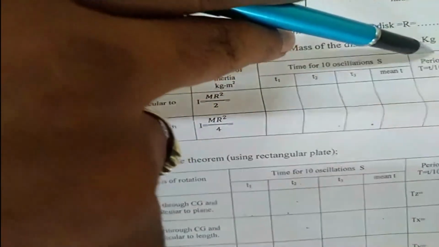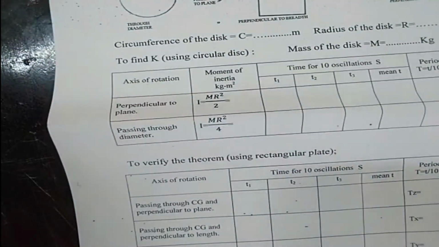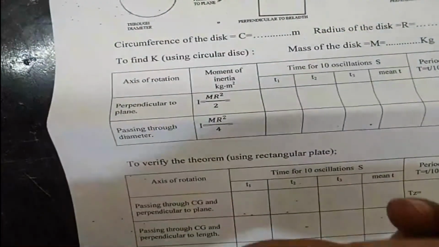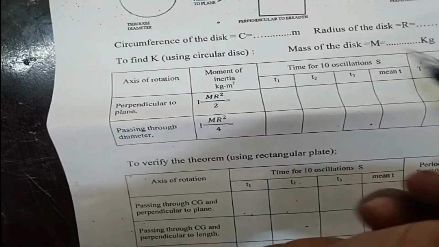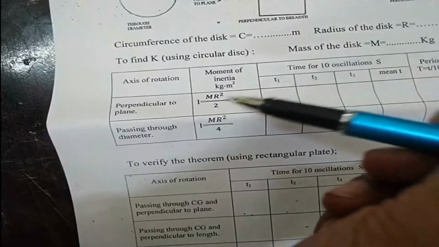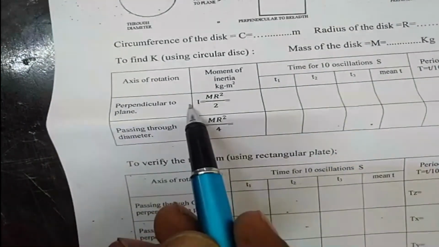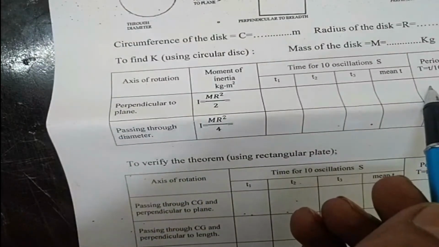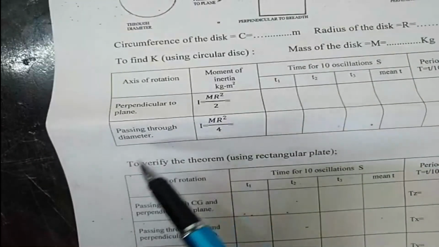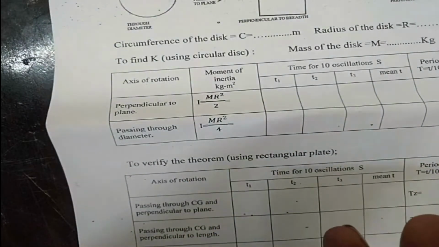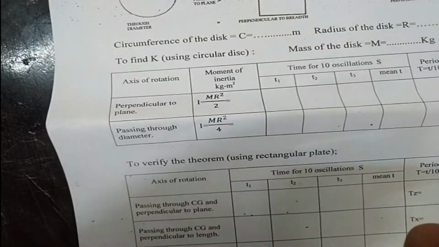Then for the period, capital T is given by small t divided by 10. So the period of oscillation, capital T, is considered. Then further calculation of K is given by I by T square. Here I is mr square by 2, which gives the moment of inertia, and here is the period T. So calculate I by T square. Similarly, calculate I by T square for the axis passing through the diameter also. The mean value of these two K values is taken further.